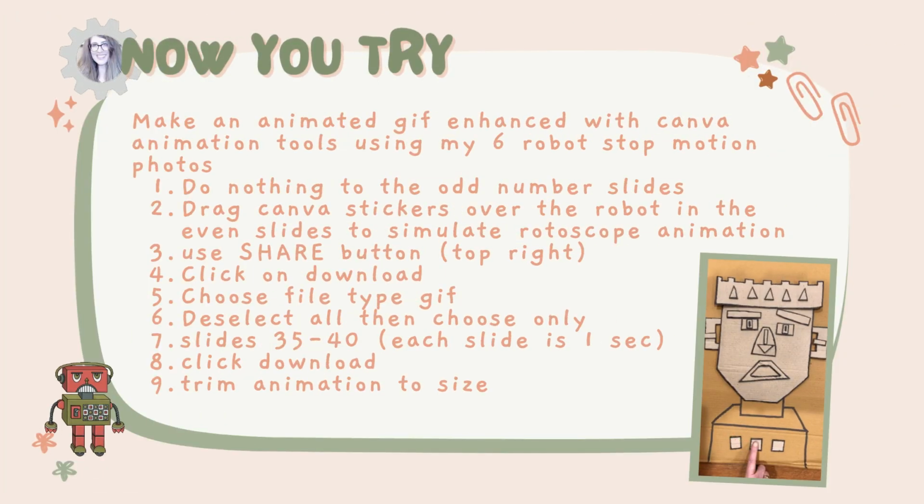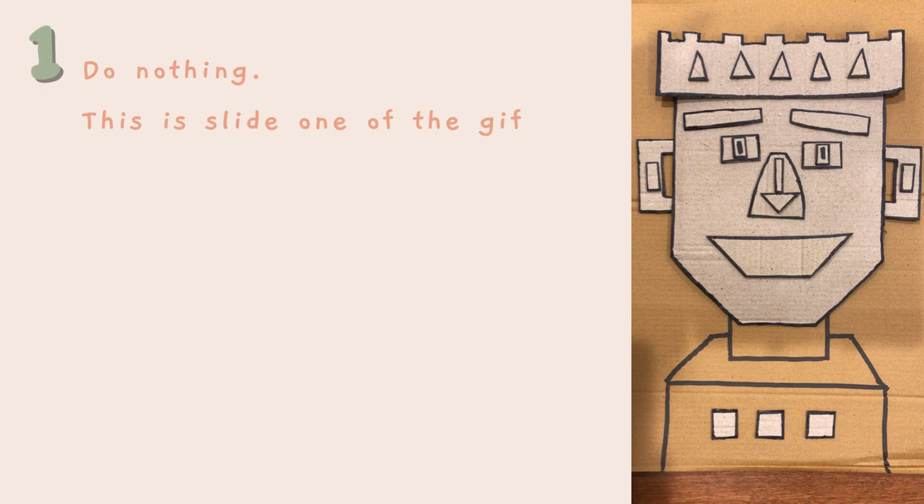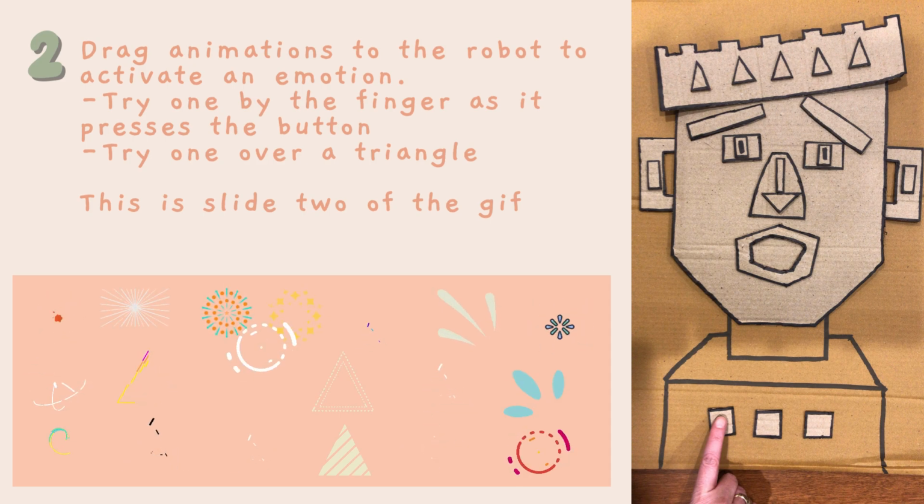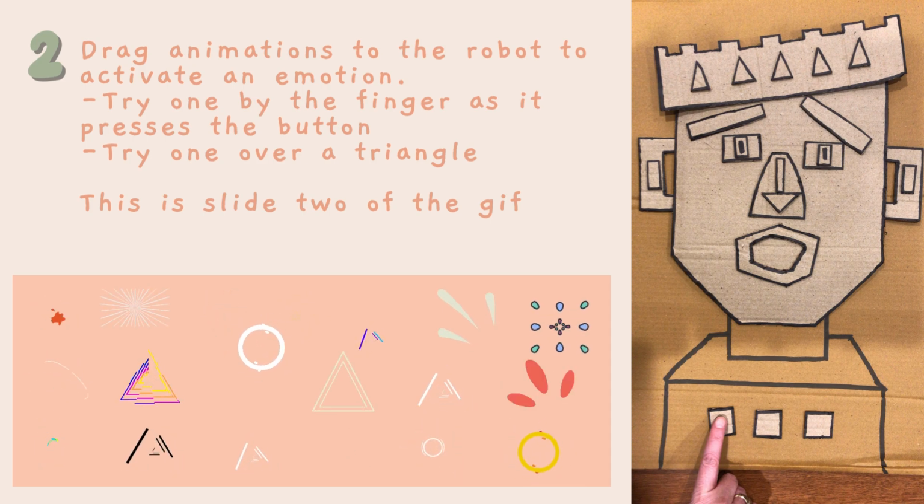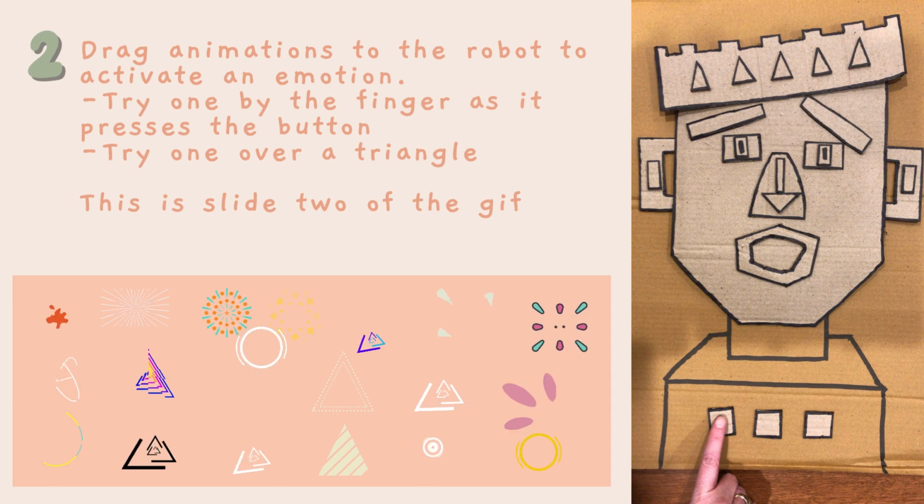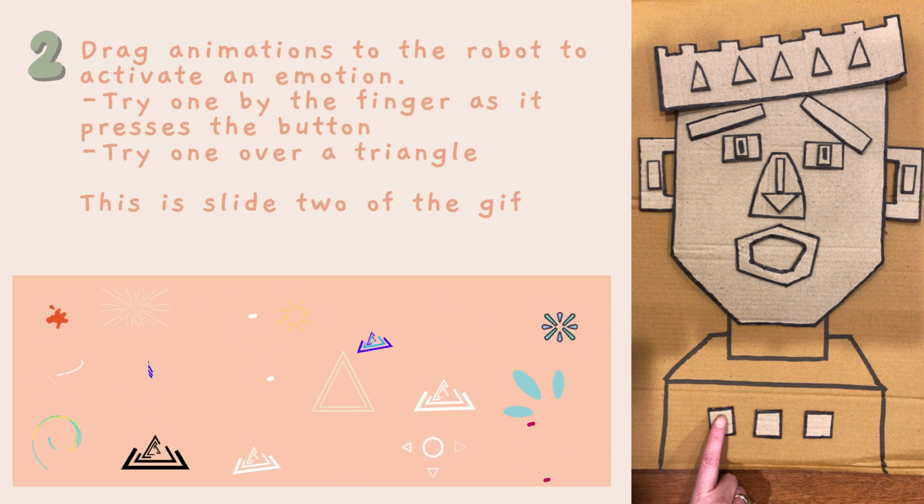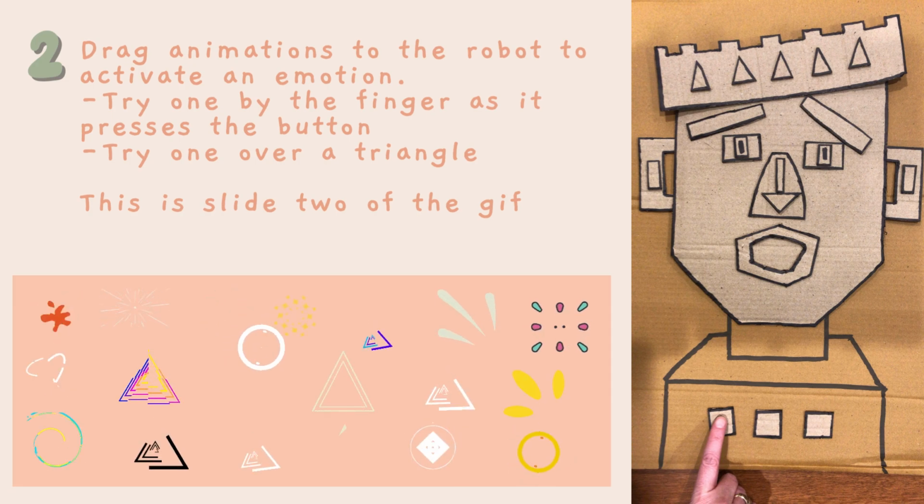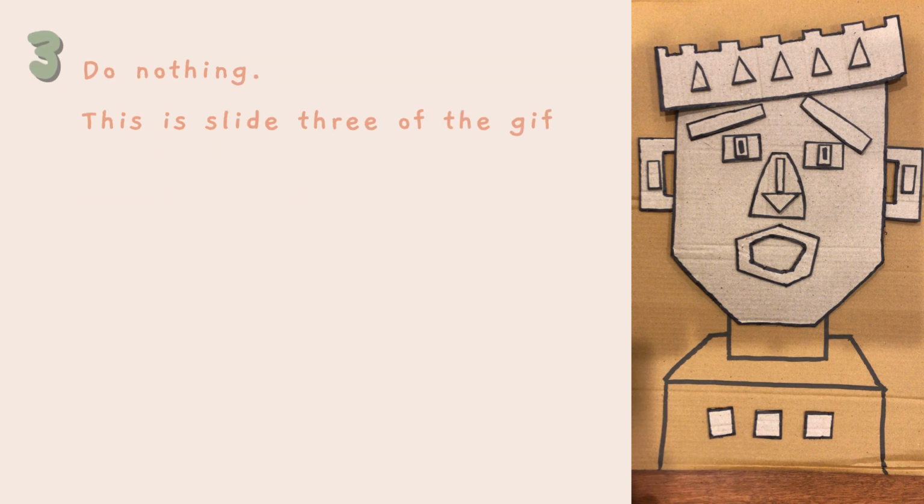Now it's your turn to give this a try. So what I want to see you do is over the next few slides, either try using the built-in animation tools within, in this case, you would do nothing. And then on the next slide, you can drag one of these animations over, or you could use the drawing tools in Canva and draw a response on your robot to the button being pushed.